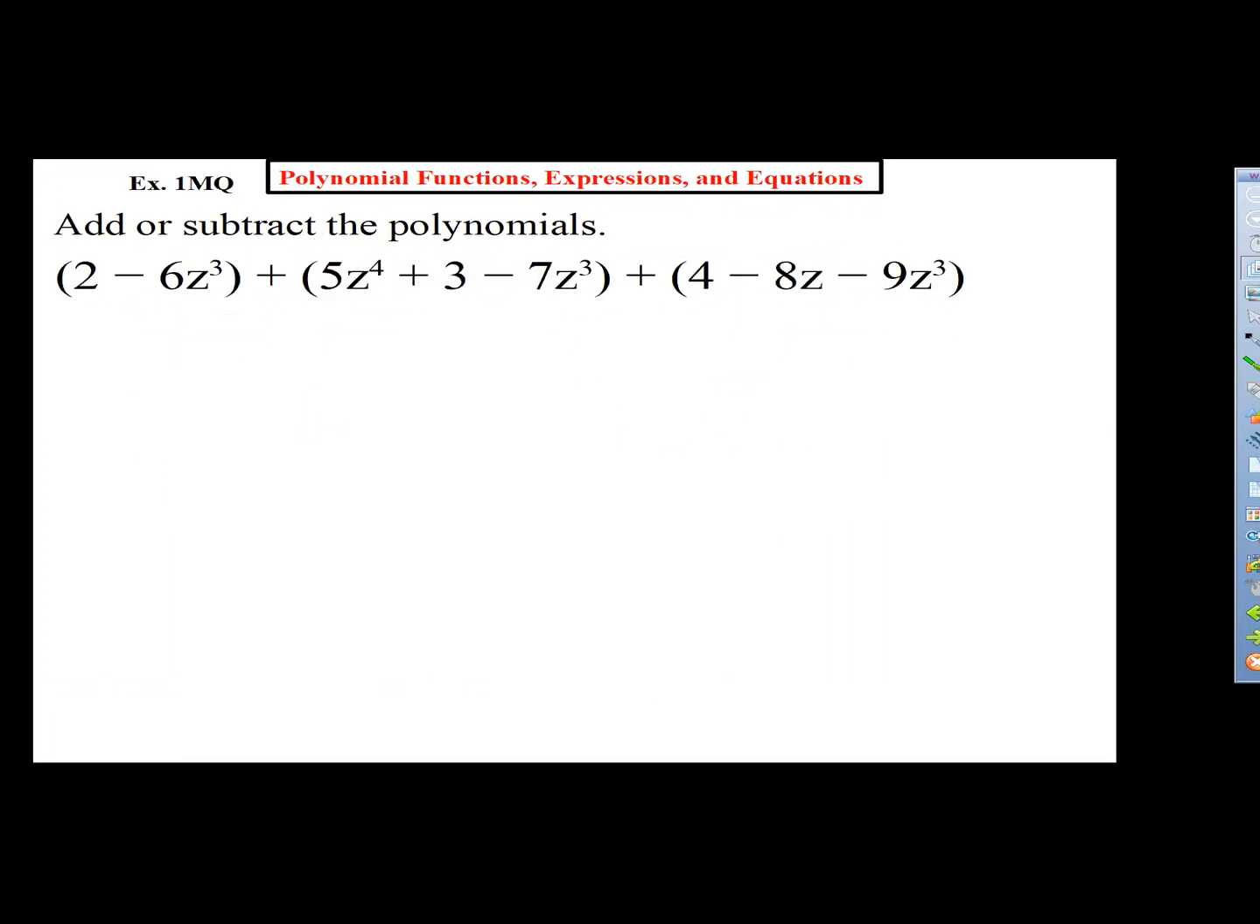Example 1 mega cube. We have parentheses 2 minus 6z to the third, close parentheses, plus, open parentheses, 5z to the fourth plus 3 minus z minus 7z to the third, close parentheses, plus, open parentheses, 4 minus 8z minus 9z cubed, close parentheses. Let's see how you do with that one by yourself. Ready and go.